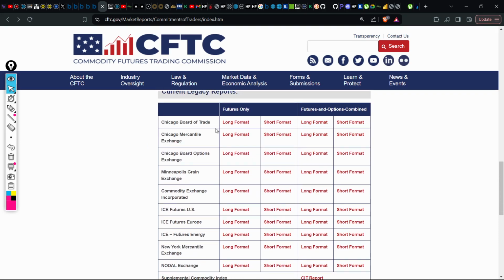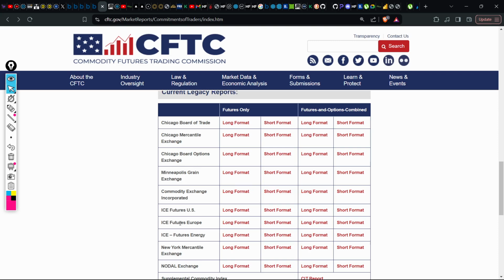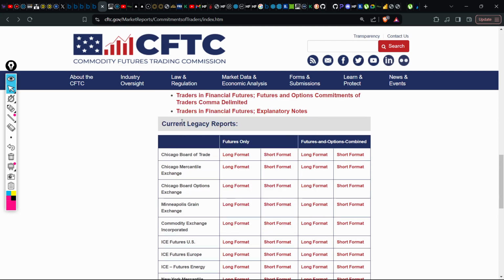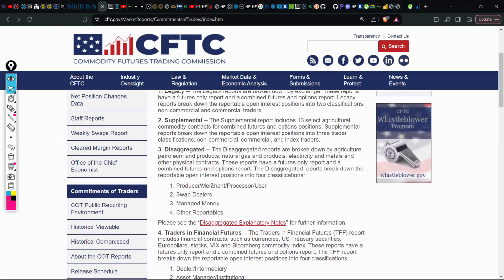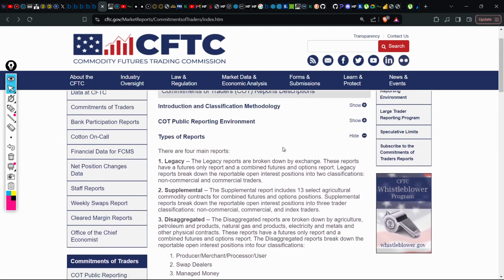This is Chicago Board of Trade, Chicago Mercantile Exchange, Chicago Board of Options. So yes, they are broken down by exchange. These are the legacy reports. And when you open a legacy report, what you will find is essentially financial contracts for all assets, all contracts traded, especially currencies, and stock index futures and bond indices, they're also there.